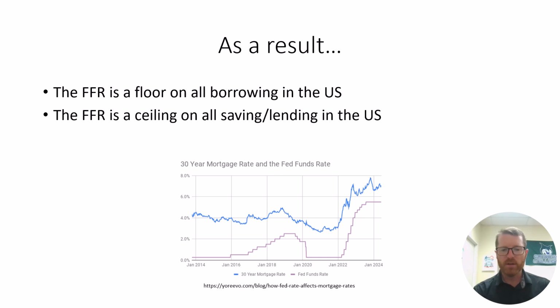And also you can see that they move somewhat together. It's not perfect because there's multiple things that affect mortgage rates, but you can see there that there's definitely a correlation between the two. When the Fed increases rates for the economy, mortgage rates usually go that direction as well.